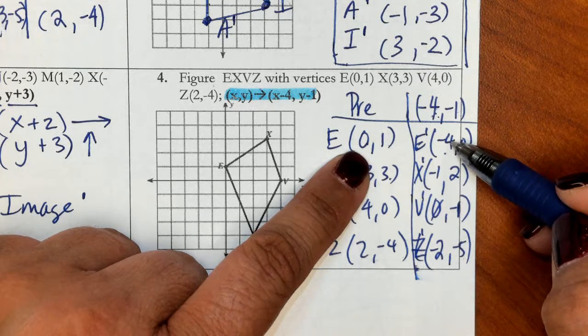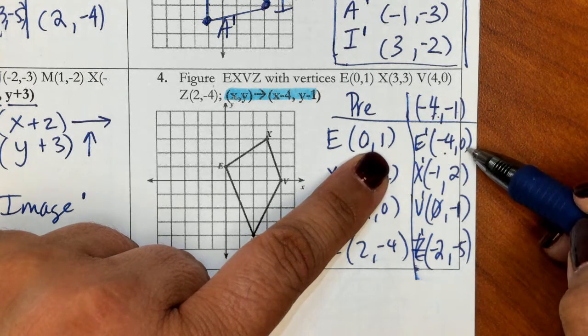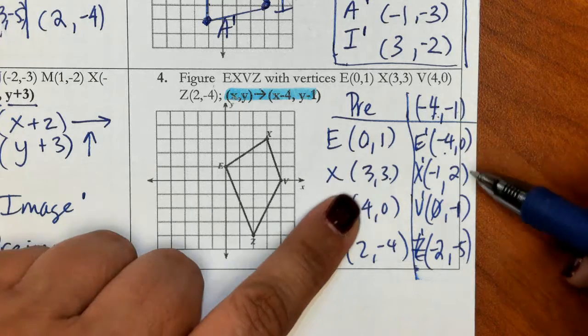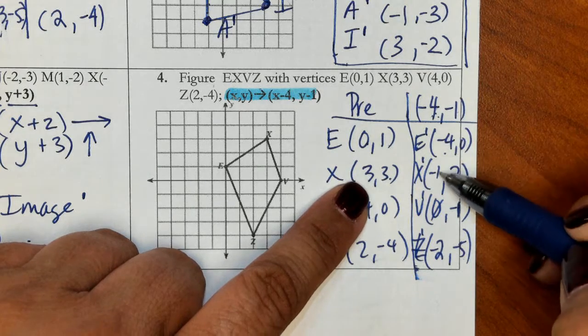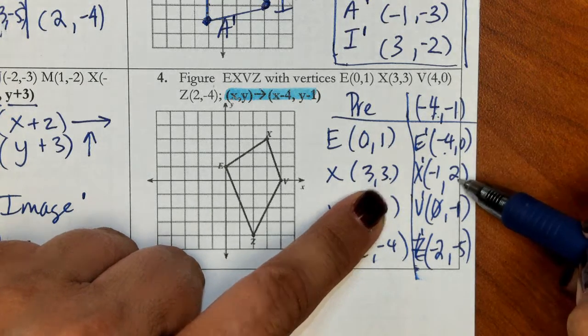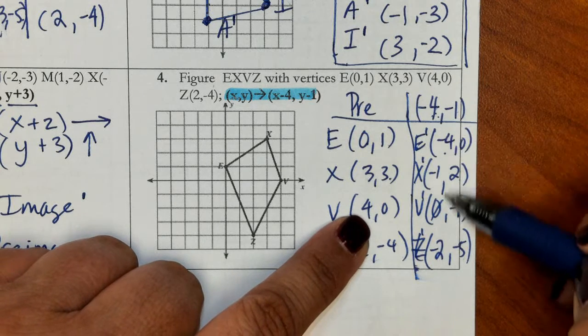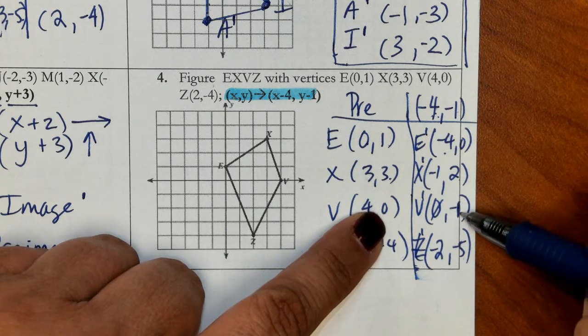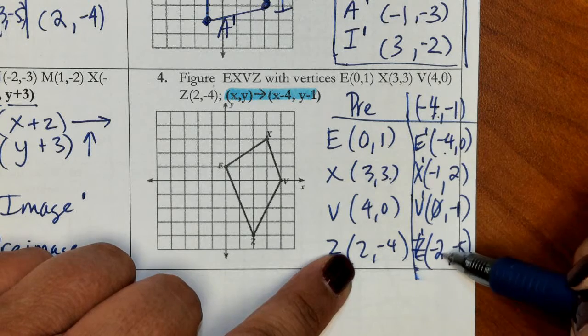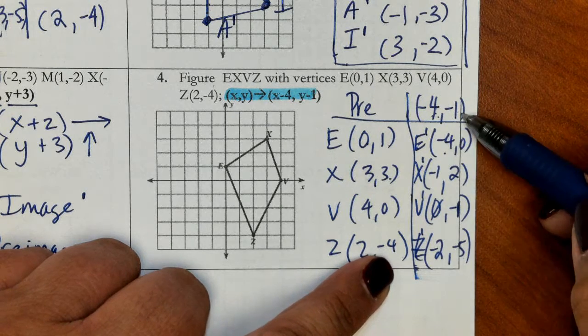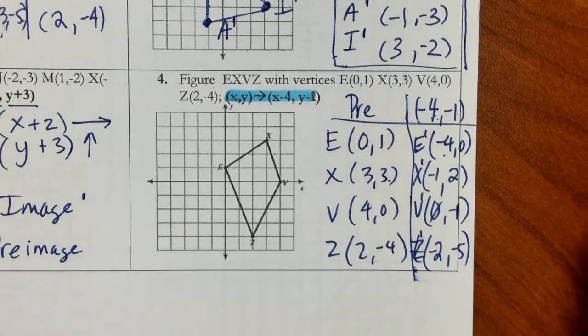0 minus 4 is a negative 4. 1 minus 1 is a 0. 3 minus 4 is a negative 1. 3 minus 1 is a 2. 4 minus 4 is a 0. 0 minus a 1 is a negative 1. 2 minus 4 is a negative 2. And a negative 4 minus a 1 is a negative 5.